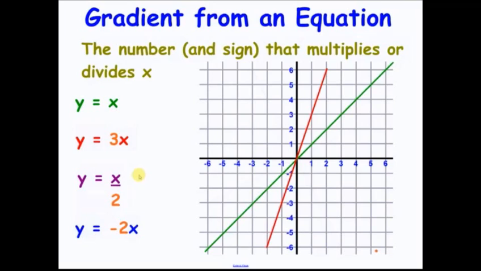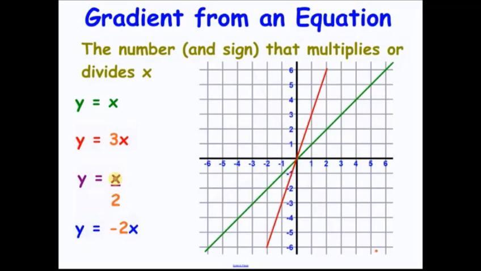Now let's have a look at a smaller gradient. Y equals x divided by 2. Well, from algebra you know that x divided by 2, and what we did in basic fractions, anything over 2 is something to do with a half. So x is being multiplied by a half. So our gradient in this case is a half. So we're expecting it to be less than this line here.